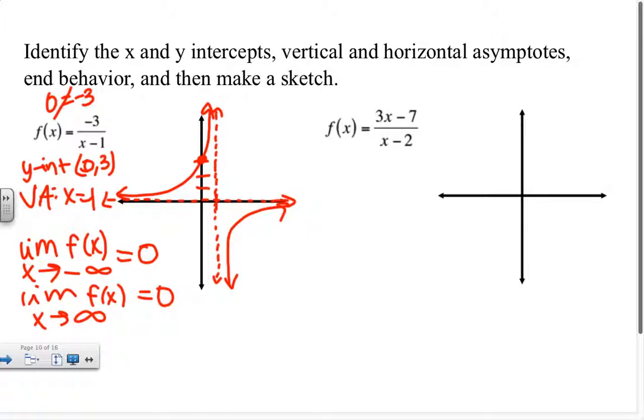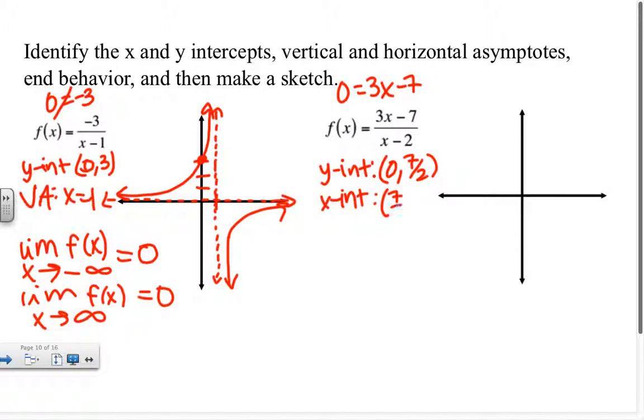This next one, we're going to do the same type of thing. So our y-intercept would be (0, 7/2). Our x-intercept would be found by plugging in 0 for y and setting the numerator equal to that, so 3x minus 7 equals 0 would end up being (7/3, 0). I have a vertical asymptote at x equals 2, and I have a horizontal asymptote at 3 divided by 1 because these are the same degree, so that would be at y equals 3.